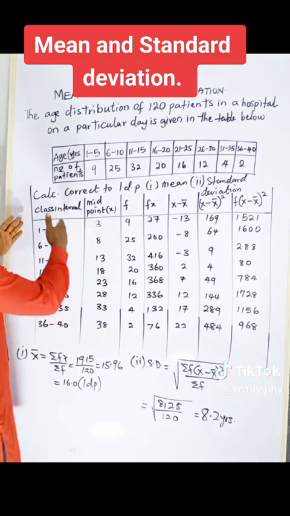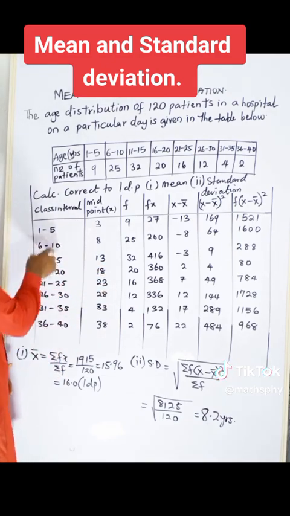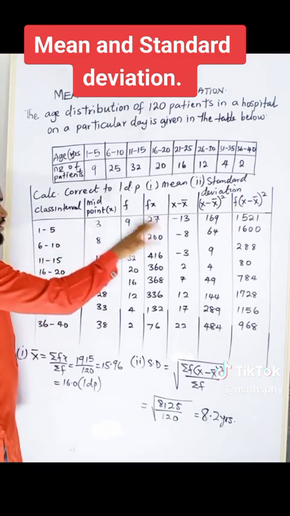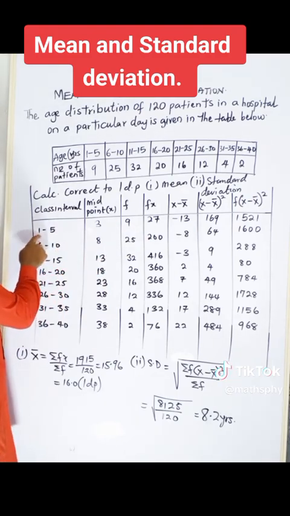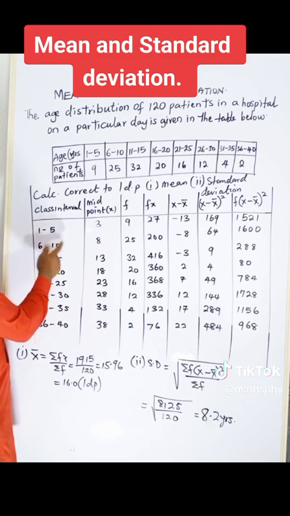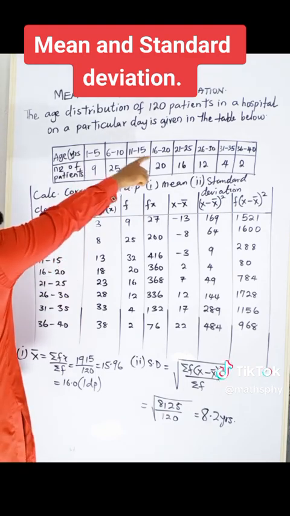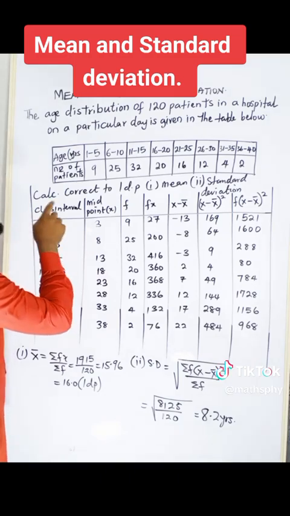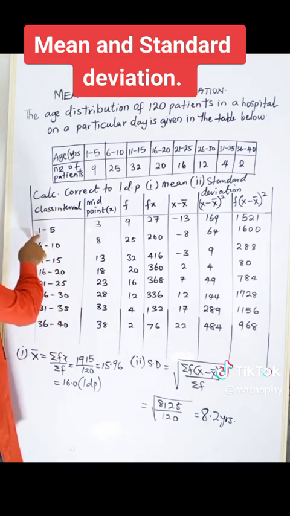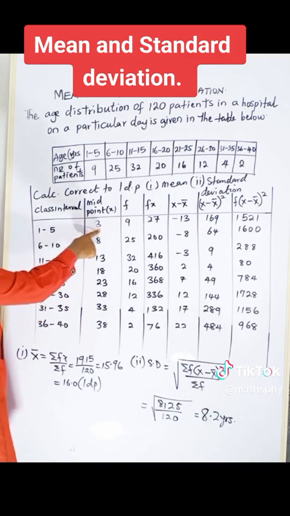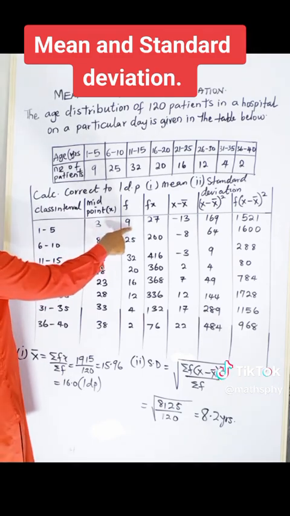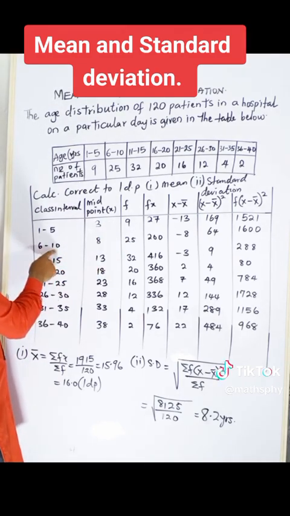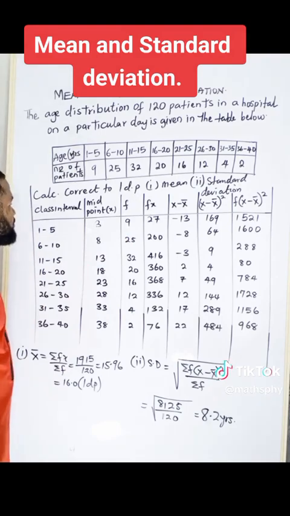The first one is the class interval. You are given a class interval, 1 to 5, 6 to 10, because they are saying that the number of patients on that particular day is given in this table. So the number of patients from 1 to 5 is 9. From 6 to 10 is 25, and so on.